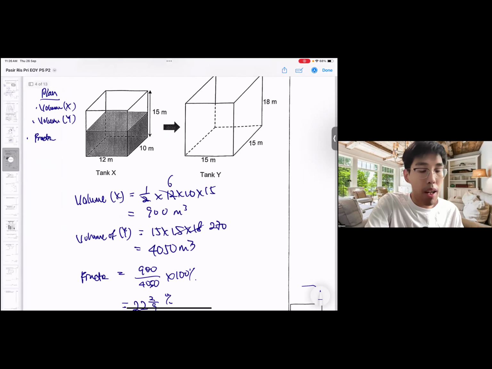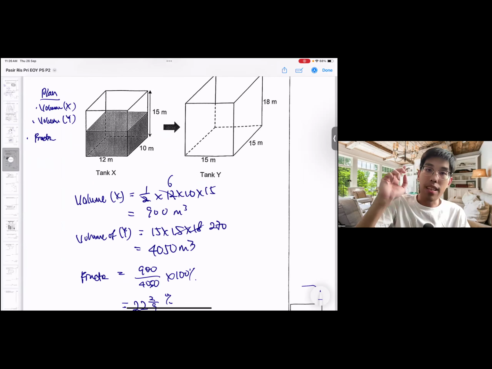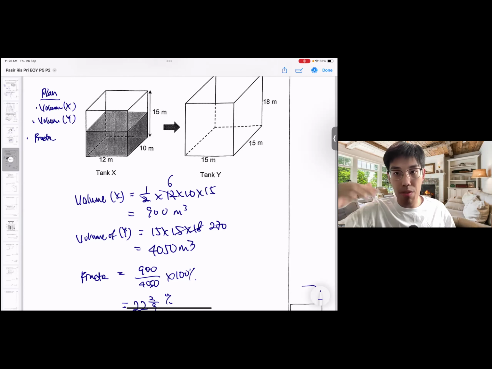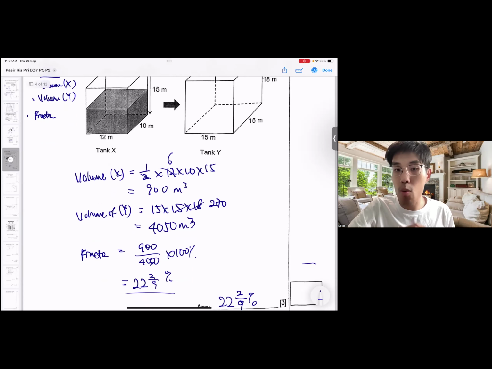Of course, are there other ways to do this? Can, of course. We want to find the water height. Let's say the plan is that you know that the X is 900 meter cube. You want to use this to straight away find the water level in tank Y. Then use the water level over 18, which is the full water height. Can or not? Can. 100% can. Go ahead. What we are sharing here is more for the majority of students. For those of you who can see things differently, as long as you get 22 and 2 over 9, we are good to go. So don't need to be too hard up about it.